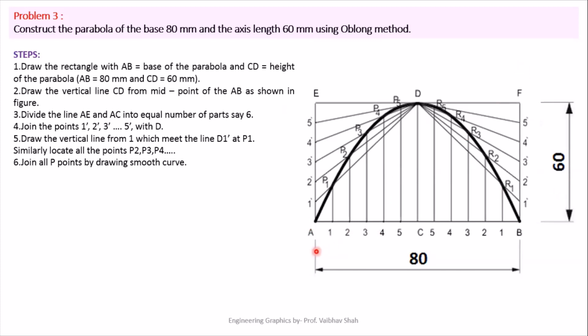So let's say this rectangle is A, B, F, E. Now after drawing this rectangle, we'll be finding its center point C, which is at the center of this total length 80. So we'll be having this at 40 mm. After that, we'll be drawing one vertical line and we'll call this vertex point as point D. Now first let us work on this left hand side of rectangle ACDE.